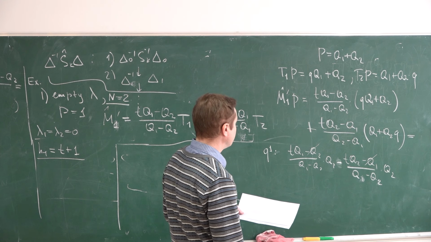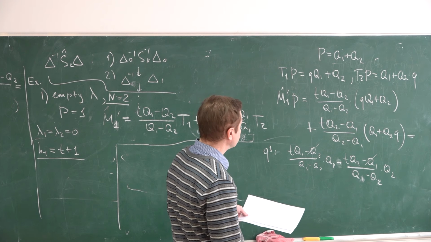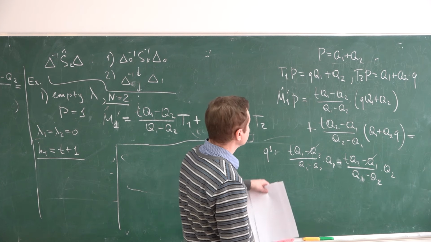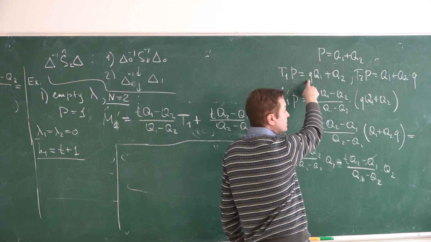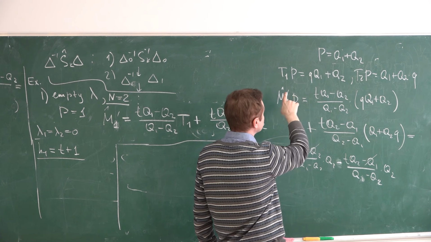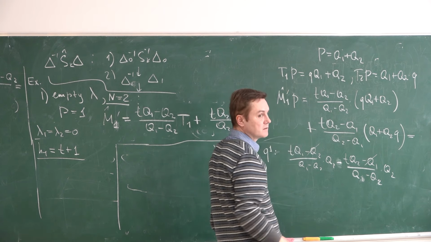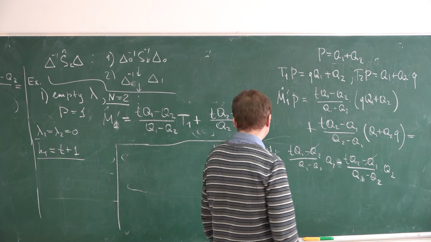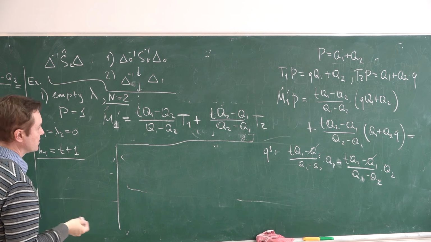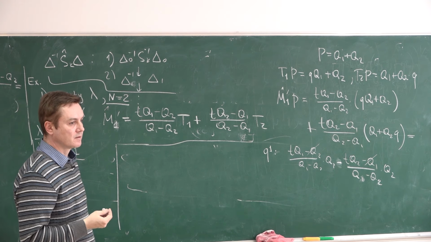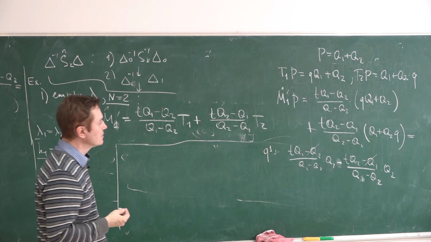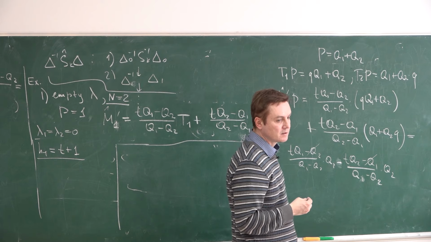What is this small q? T1 acting on P is Q1 plus Q2. What is this q? Yes, this comes from the shift operator, shift by q. It just multiplies the corresponding coordinate by small q. So we can change the order: Q2 times small q is equal to q times Q2.